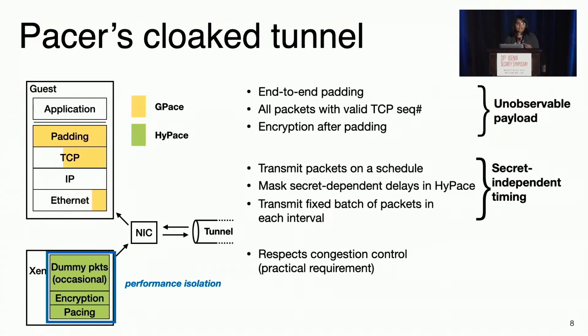Finally, HiPace responds to congestion signals from the network, and this is done by using the congestion window information, which is again shared from the modified guest TCP layer. Essentially, it pauses transmission on the schedule when there's congestion on the network, and it resumes transmission when the congestion is resolved. Note that reacting to congestion control signals is only required to ensure network stability and performance. It does not have any security implications because congestion is a publicly observable event on the network.